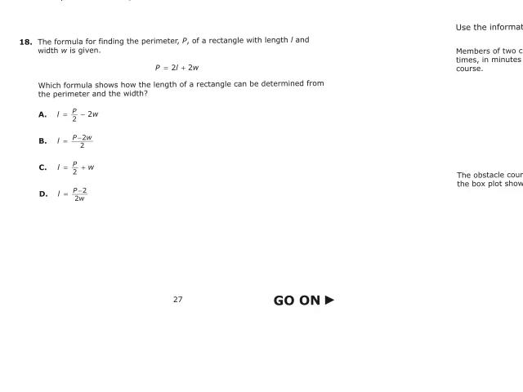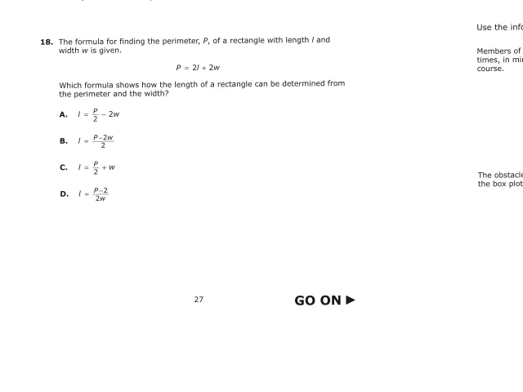Okay, hello again. 18. So we have this formula: a perimeter is twice the length plus twice the width. Which formula shows how the length of a rectangle can be determined from the perimeter and the width? So we want to solve for length. We're going to take this perimeter and we want to get L by itself.